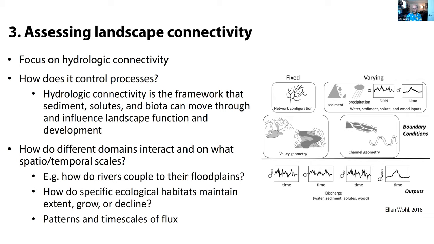There's a diagram right here by Ellen Wohl that I've always found very helpful for thinking about this. Essentially, we can look at connectivity by trying to understand, if we have certain boundary conditions, such as network configuration, geometry of the valley or geometry of the channel, and we vary an input through it, such as the amount of sediment being generated in these channels or how much precipitation is falling in a watershed, what are the outputs that we generate over time? How much sediment do we get out of those boundary conditions?